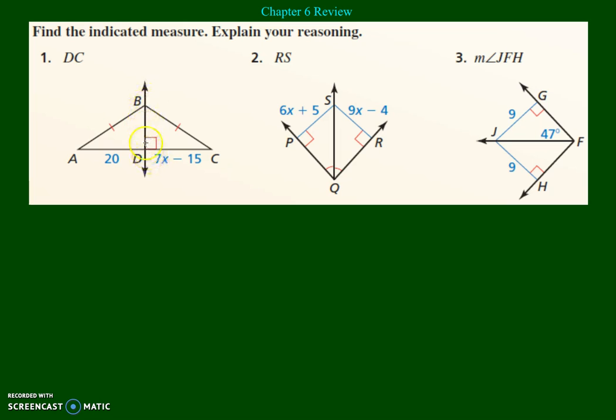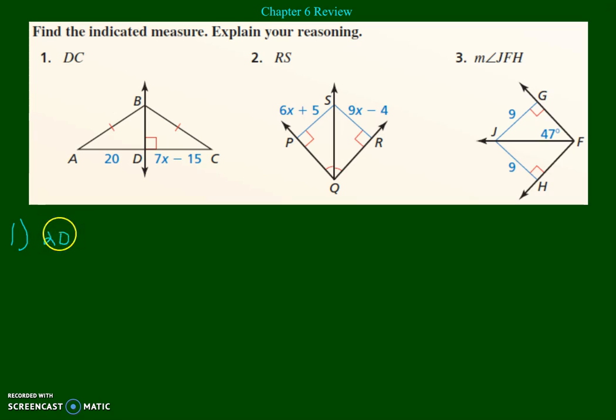This tells us that this is the perpendicular bisector of this triangle. And in fact, any altitude from the vertex of an isosceles triangle that's perpendicular to its base is a perpendicular bisector of that base. Therefore, AD is congruent to DC. So using that concept, we will solve for DC.